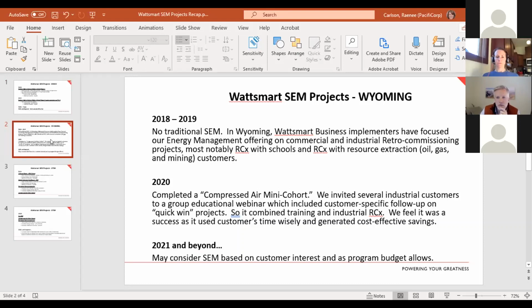And then 2021 and beyond, we're looking at SEM, traditional SEM up there, either single customer or an industrial cohort. And we're just beginning the conversations about that with Cascade. Nothing formed quite yet, but we do know that there's good opportunity for it up there if we can find the right fit for those heavy industrials.